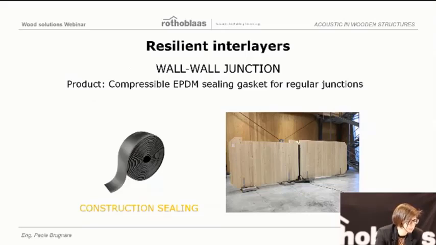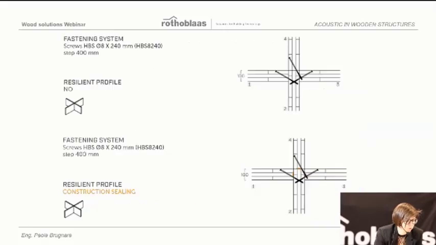So here, first example, it is an X junction between wall and wall, and between the walls we have installed this APDM profile. Actually, this product was designed for airtightness. When you have a CLT site and you cannot tape the junction, you can put this compressible APDM between walls. But APDM is an elastic material, and for this reason we have tested it in order to understand what happened from an acoustic point of view.